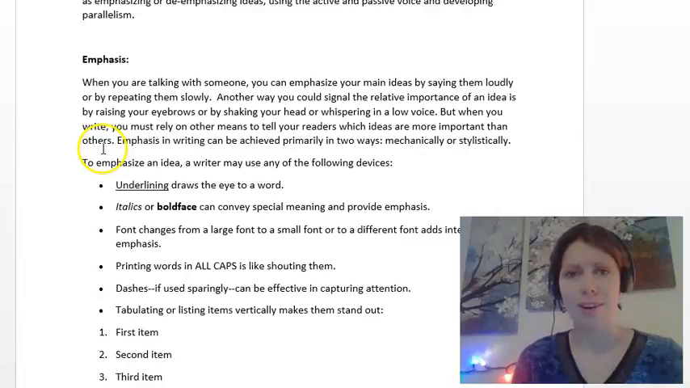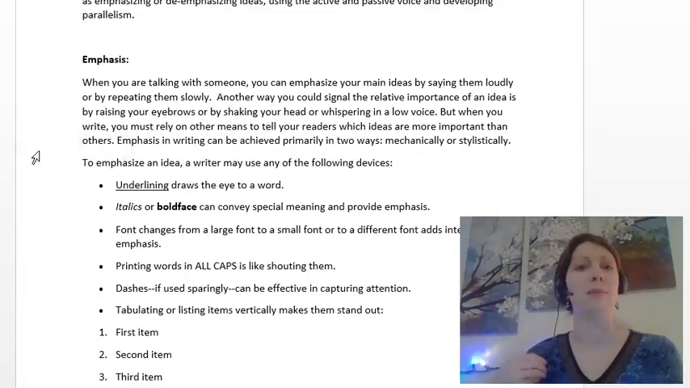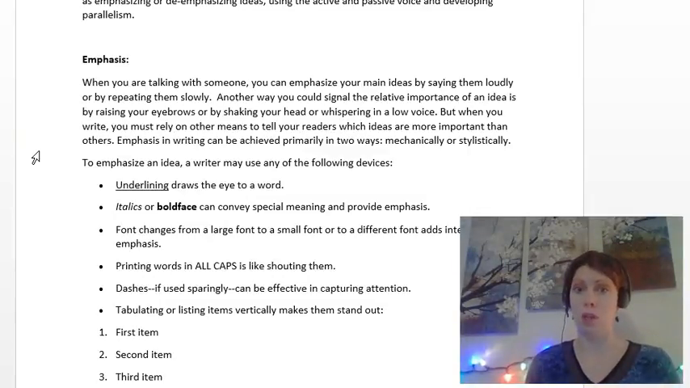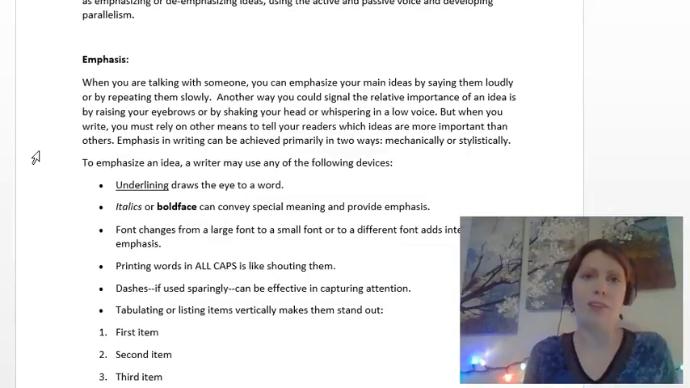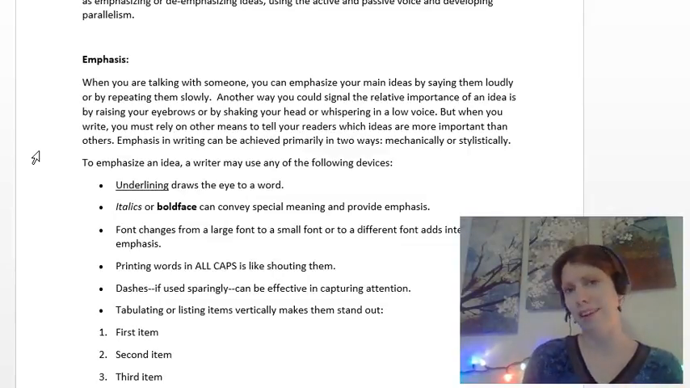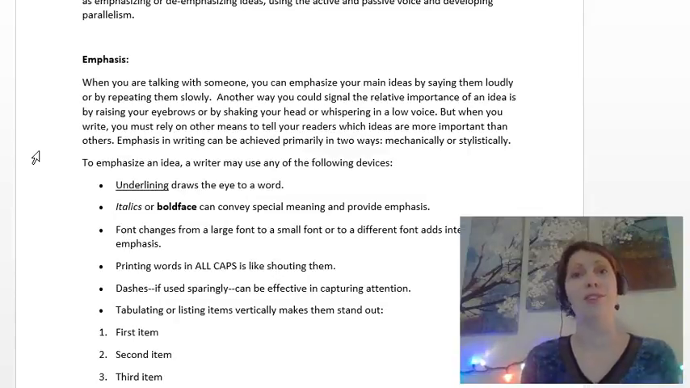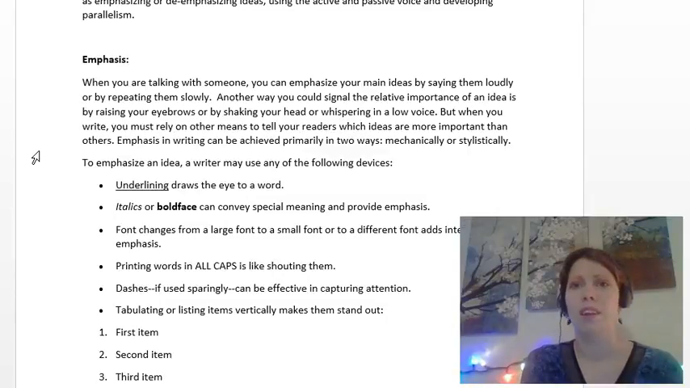When you are talking with someone, you can emphasize your main ideas by saying them loudly or by repeating them very slowly or modulating your voice, making it really high or really low, depending on the message that you're trying to send. You can sound really happy or kind of sad. There's a lot of things we can do with our voice when we're talking with people, and our body language, of course. But other ways that you can signal the relative importance of an idea is by, of course, raising your eyebrows, waving your hands. Like I said, body language really affects this.